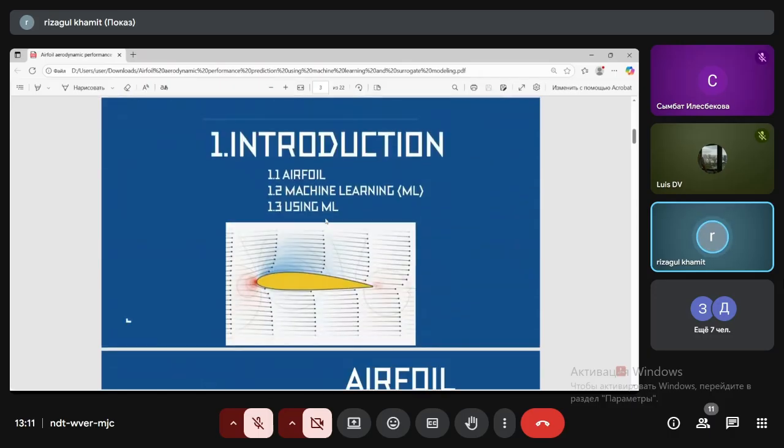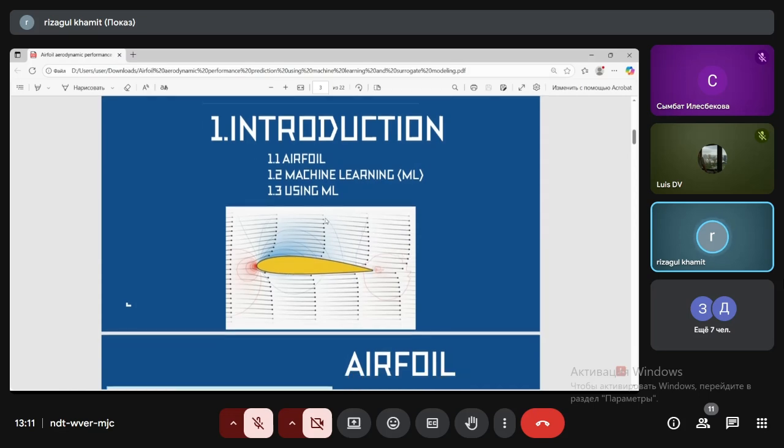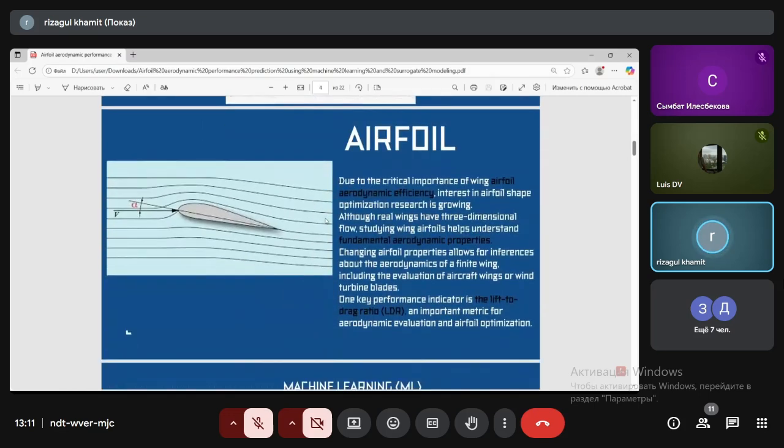Introduction consists of 3 small parts. Small information about airfoil, then machine learning and the use of machine learning. So airfoil: interest in airfoil shape optimization research is growing because it plays an important role in aerodynamic efficiency. Although real wings have three-dimensional flow, studying airfoils helps understand fundamental aerodynamic properties.